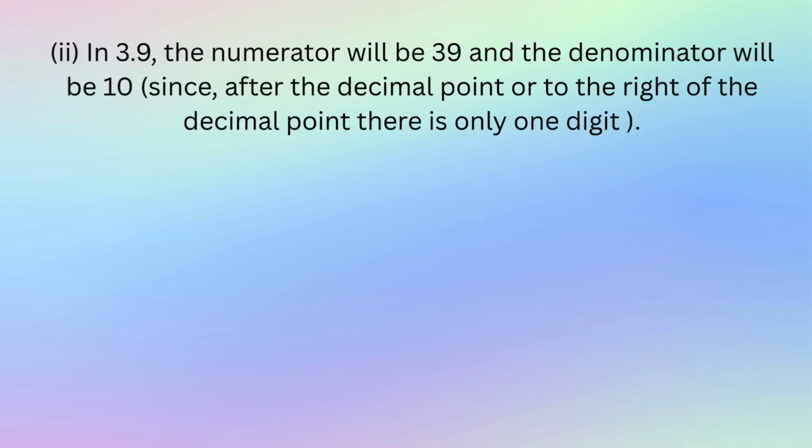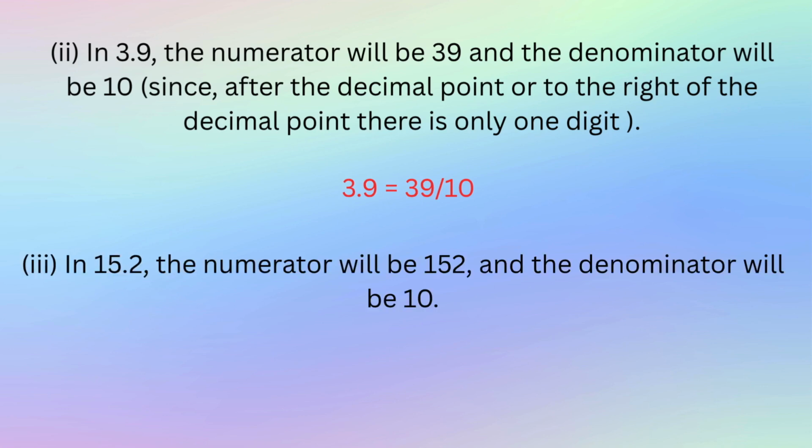2. In 3.9, the numerator will be 39 and the denominator will be 10, since after the decimal point there is only one digit. 3.9 equals 39/10. 3. In 15.2, the numerator will be 152, and the denominator will be 10. 15.2 equals 152/10.